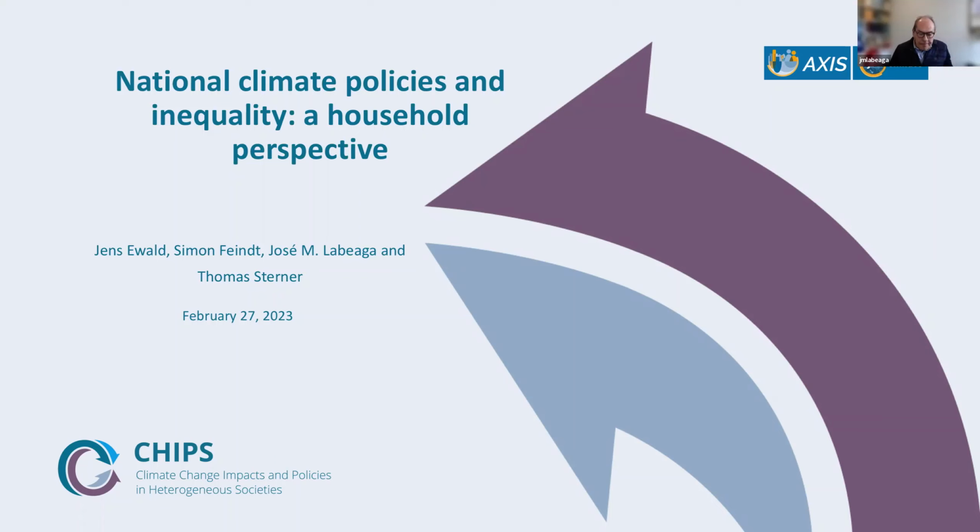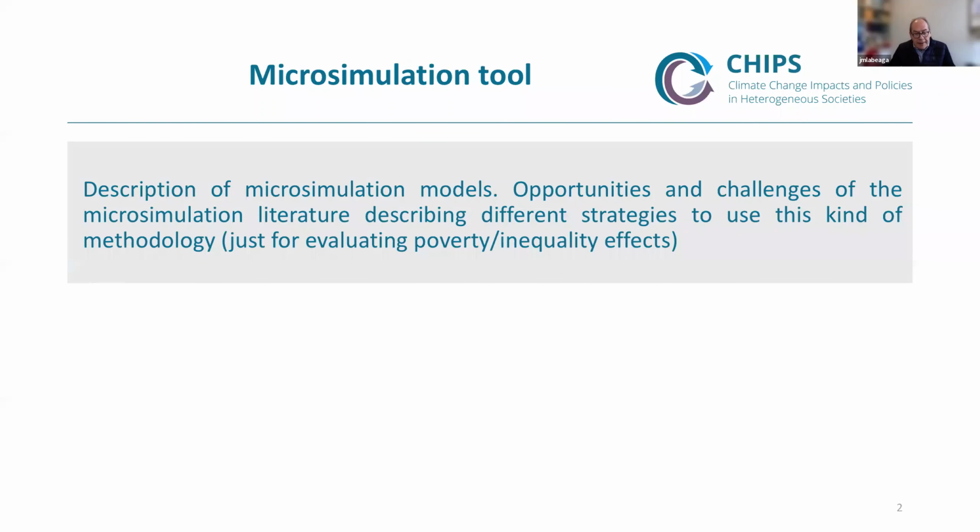So, under this title, National Climate Policies and Inequality, a Household Perspective, I'll try to present work done by several members of the project in a presentation prepared by Jens Ewald, Simon Fein, Thomas Turner, and myself. Our objective here is contained completely in the title: adopting a household perspective to evaluate national climate policies. In this sense, the exercises we present require at several steps individual or household data.